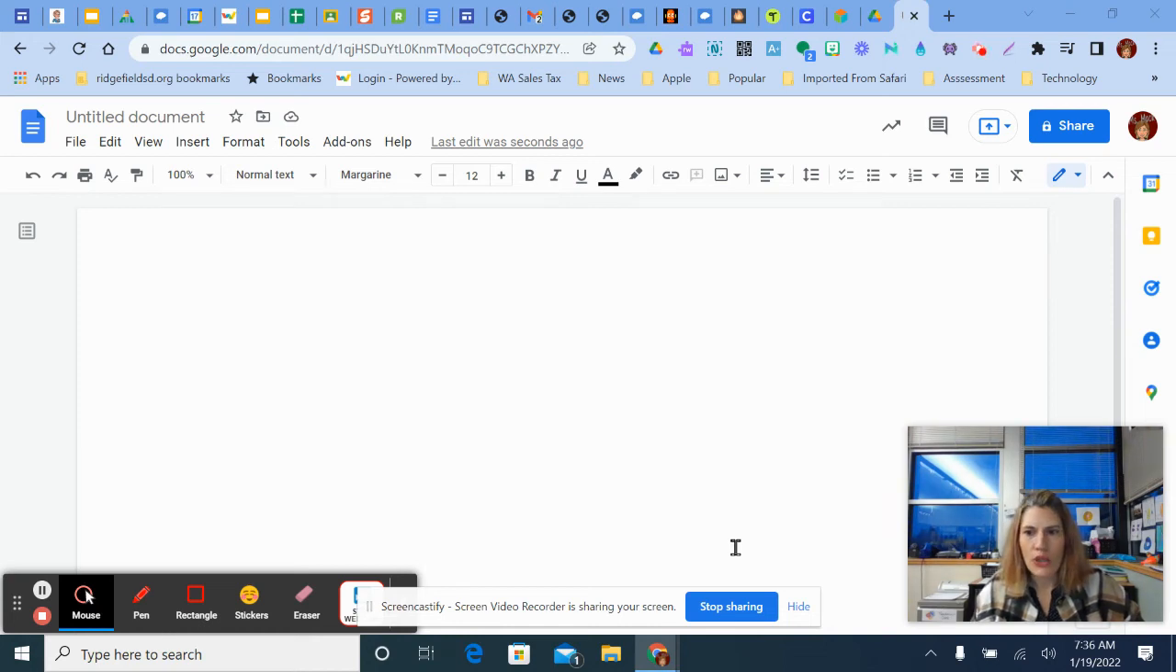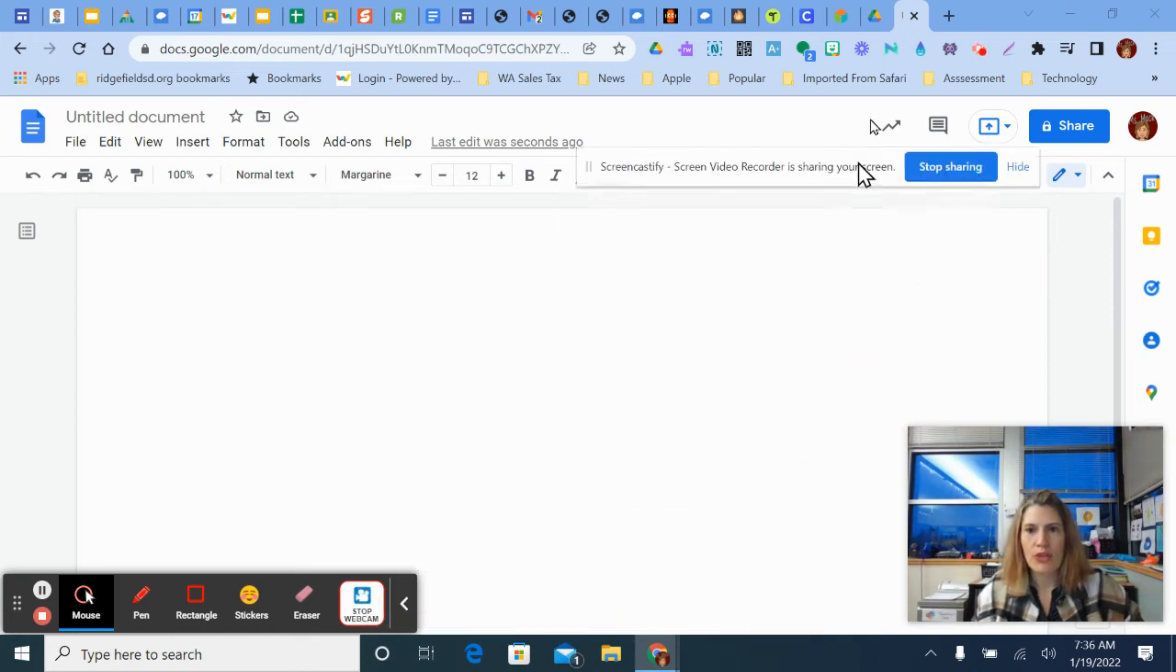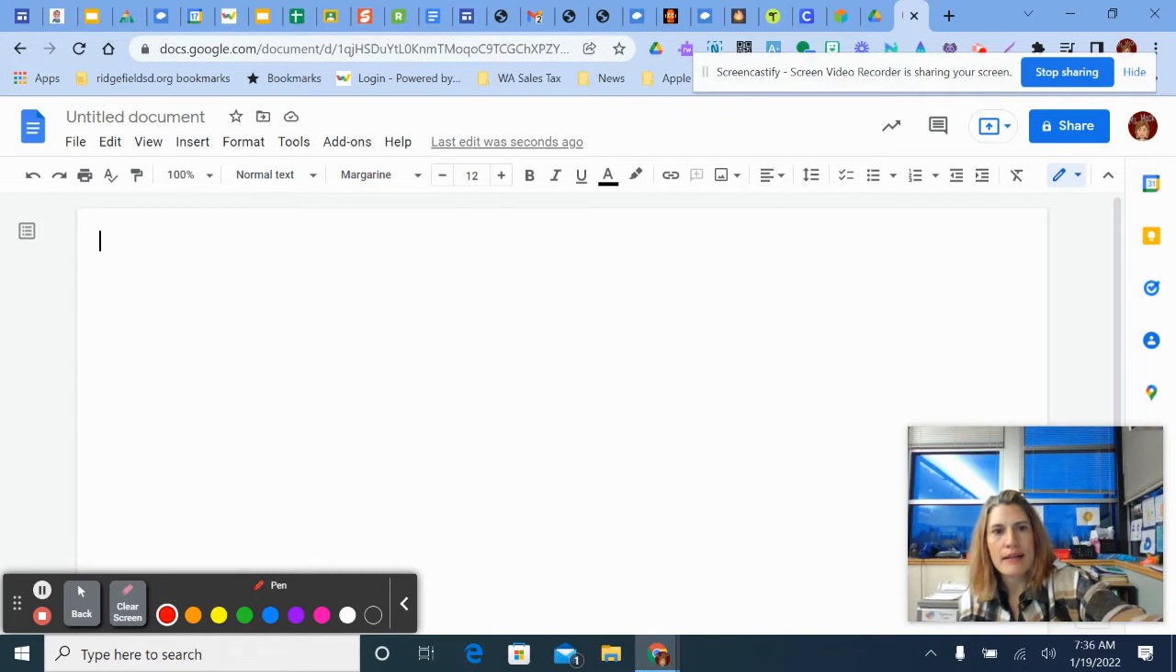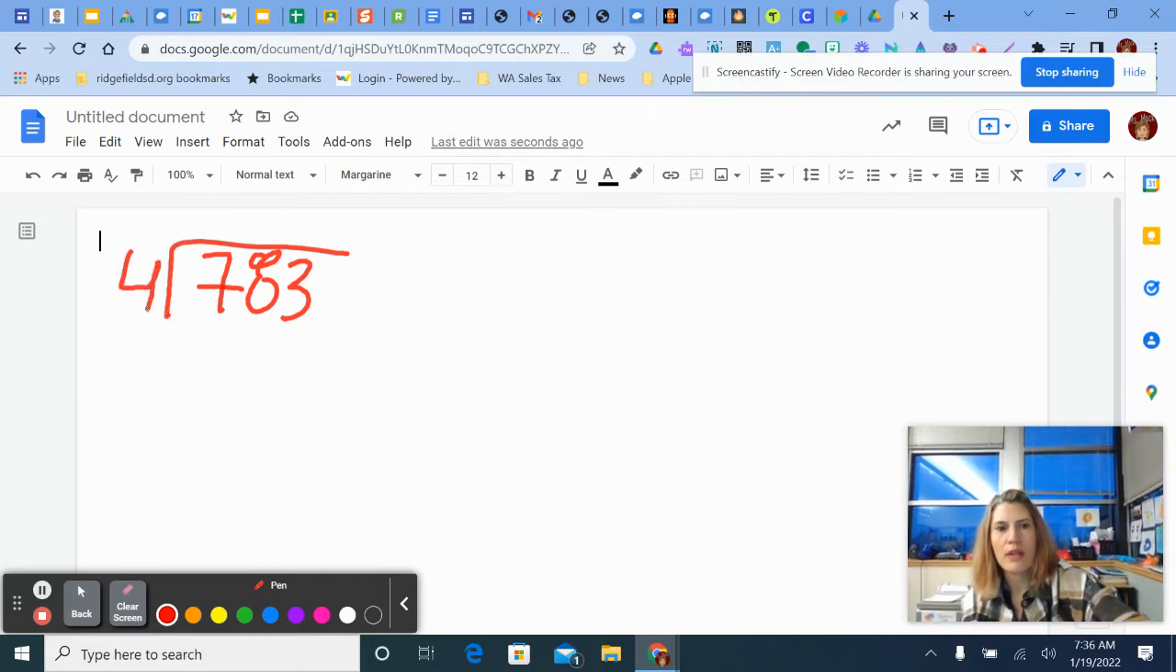Good morning. We're going to work on our next strategy, which is the area model. A little bit different than a multiplication area model. I like to do it box by box when we do the area model. So let's start with a number like 783 divided by 4.